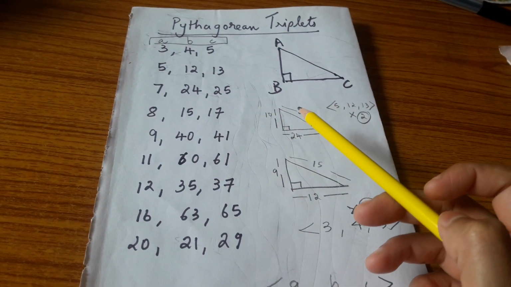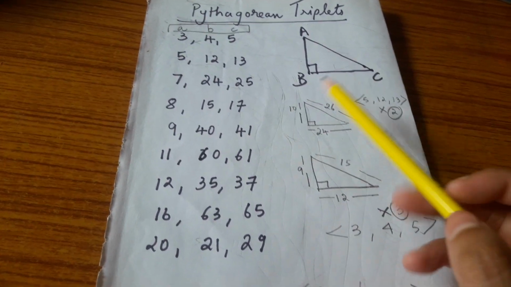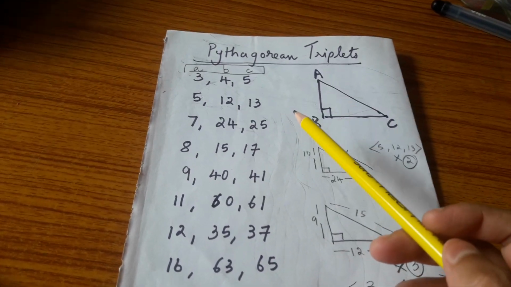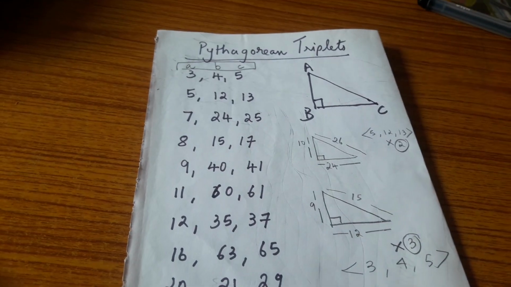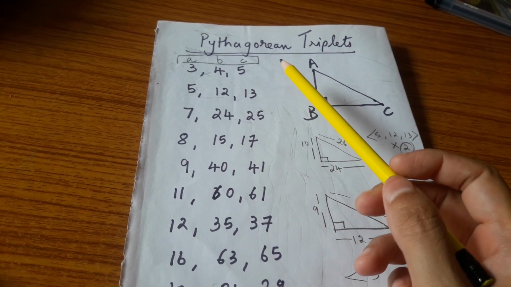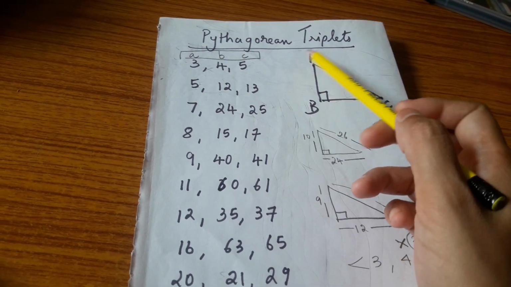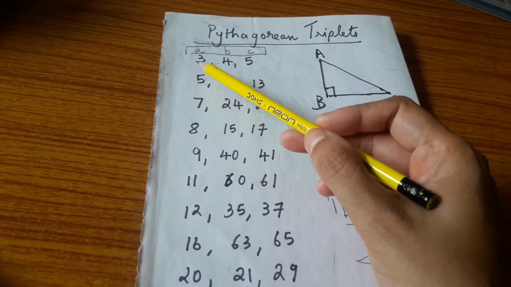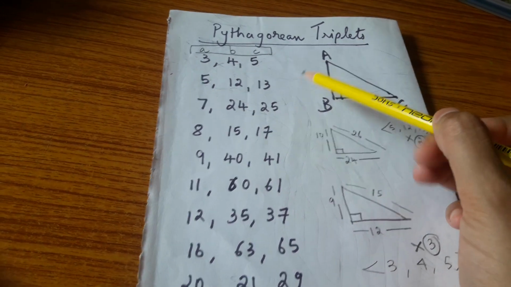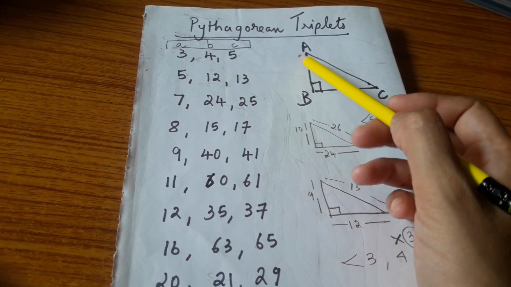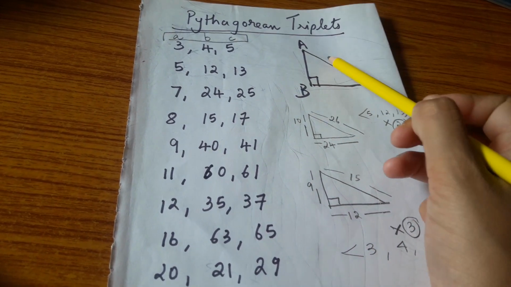Hi there. In my previous video, I spoke about the Pythagoras theorem and gave you an introduction to the Pythagorean triplets. In this video, I will give a little more insight into the Pythagorean triplets. Let me consider a right angle triangle, say its sides are in the ratio 3:4:5.